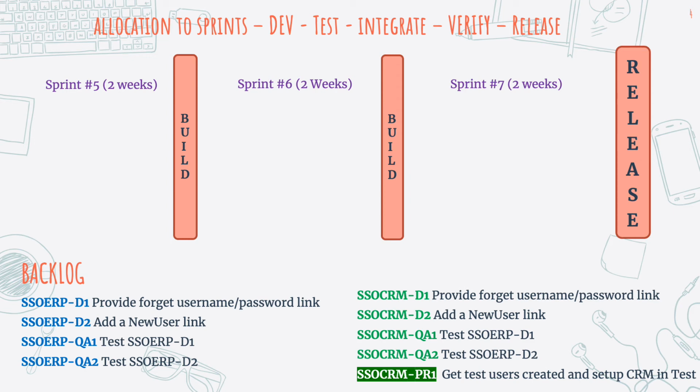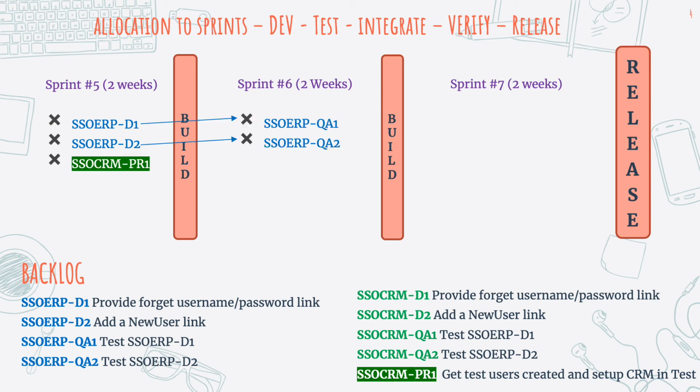As we determined, the ERP team can start work on development tasks, ERP D1 and D2, so we have placed them in the very next sprint, which is sprint number 5. It is important to complete both ERP development tasks in sprint number 5, as logically the QA team cannot test the ERP QA1 and QA2 testing tasks before development is complete on the respective D1 and D2 tasks.